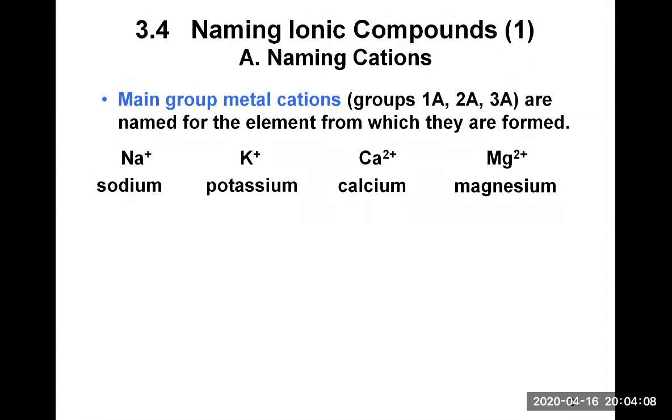The main group metal cations, groups 1A, 2A, and 3A, are named for the element from which they are formed. For example, the Na+ ion is called the sodium ion. The K+ ion is the potassium ion. Ca2+ is the calcium ion. Mg2+ is the magnesium ion. So you just take the name from the periodic table and keep it as it is.